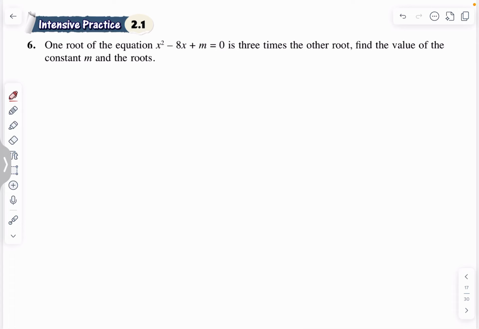Question 6. One root of this equation is 3 times the other root. Find the values of constant m and the roots. Okay, so our roots are alpha. The other one will be 3 times the other root. So alpha and 3 alpha.